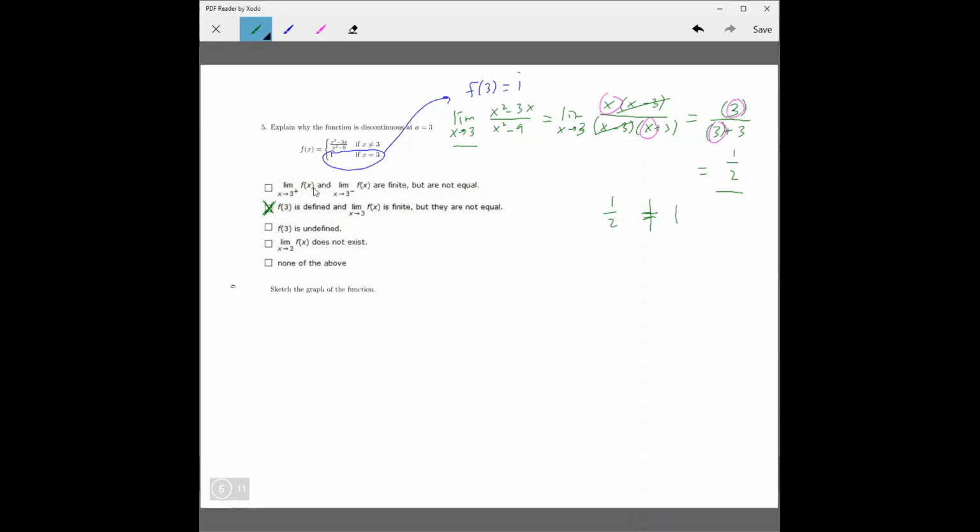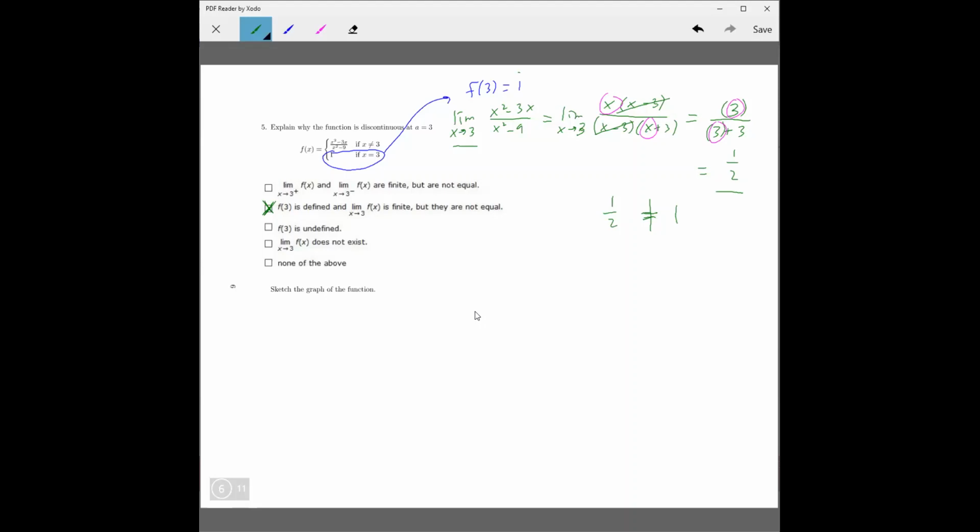This is not true, because from the left and the right, they're both going to be 1/2. So the limits from the left and from the right are both 1/2. f of 3 is defined, so that's not true. And this does exist, so that's not true. So this could be the only answer. Now the next thing we want to do is sketch the graph.